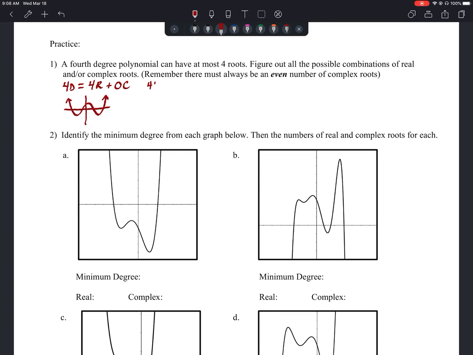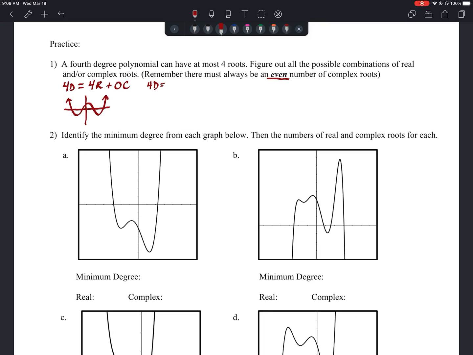Now, if we have a 4th degree, could I have just one real root? If I had one real root, that would mean I would have to have 3 complex, but that won't work because we said it always has to be even. So we'll get rid of that one. Actually, let's go backwards since we said there were 4 real roots. Could I have 3 real roots plus 1 complex root? That doesn't work either because of the even rule, so we have to throw that out.